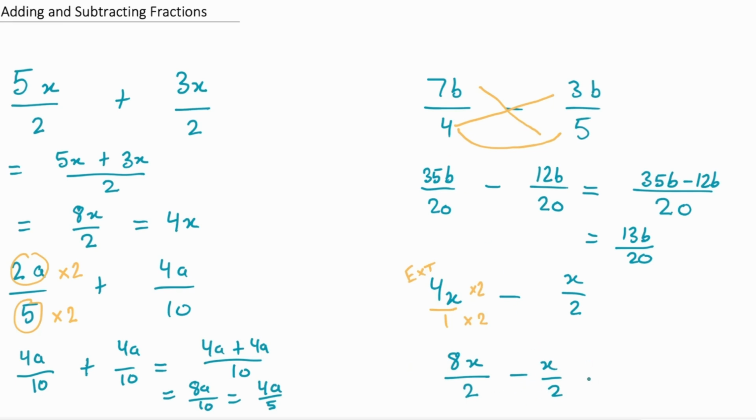Let's combine these denominators together now. So we get 8x minus x all over 2. And then let's go ahead and simplify. We get 7x over 2. And that is the simplest form that it can reach, so that is our answer.